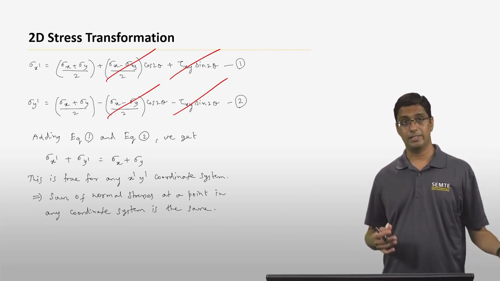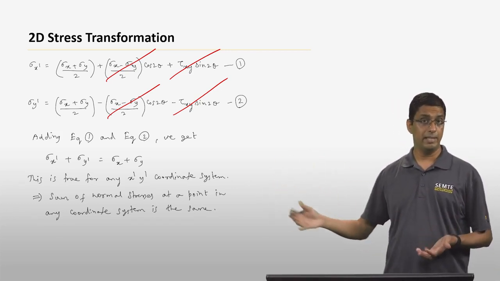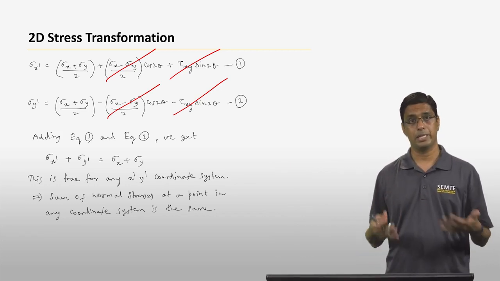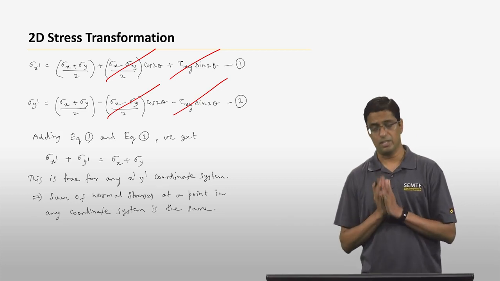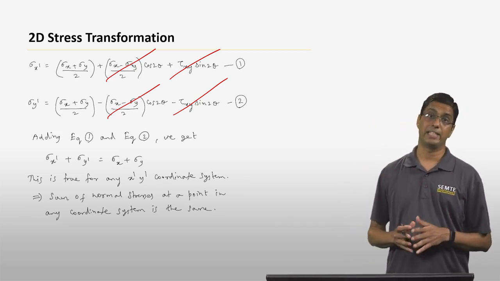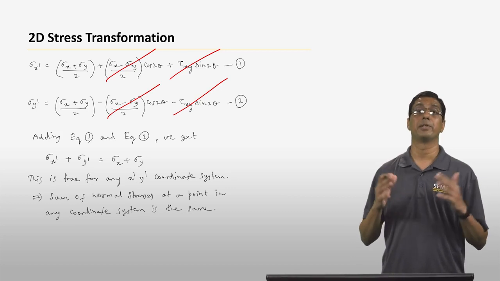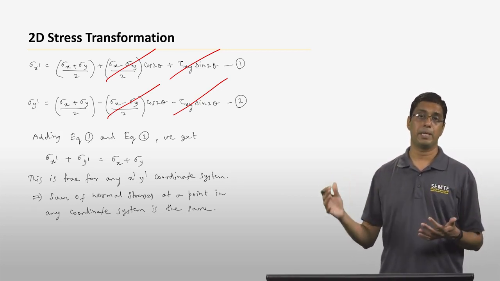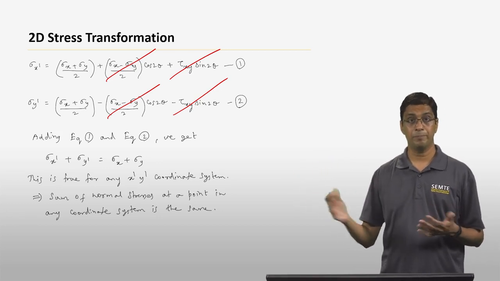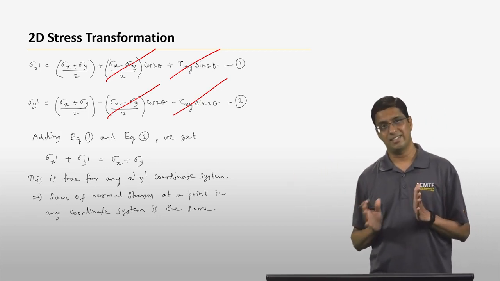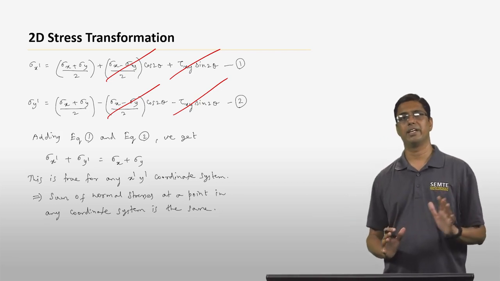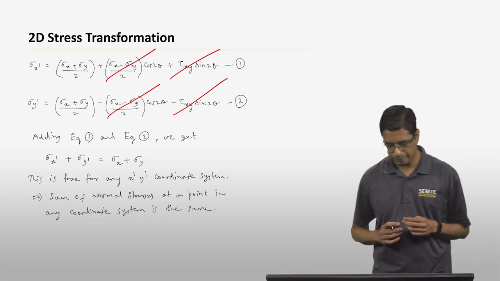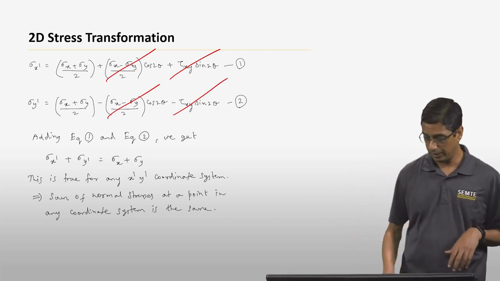If you have another coordinate system, x double prime, y double prime, then sigma x double prime plus sigma y double prime will be equal to sigma x plus sigma y. So this is a constant. Okay, this actually applies even for the 3D case. So essentially, if you look at sigma x plus sigma y plus sigma z, that is going to be equal to sigma x prime plus sigma y prime plus sigma z prime. And this is what is called a stress invariant. Okay, we will look at this in a lot more detail when we go to 3D stress analysis, but it's something that is worth keeping in mind.